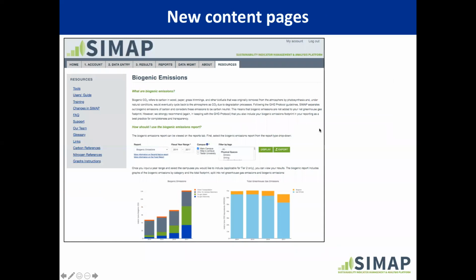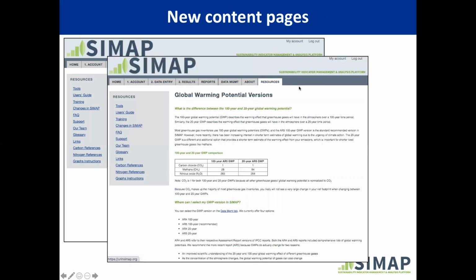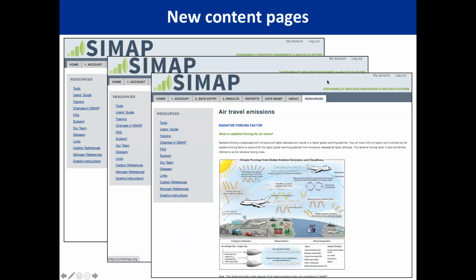We also have a number of content pages here that are related to the new functionality. We have a page all about biogenic emissions that explains what they are and how to use the biogenic emissions report. We have the global warming potential versions page that explains the different versions and the difference between 100-year and 20-year. And we also have a page all about the air travel emissions factors.